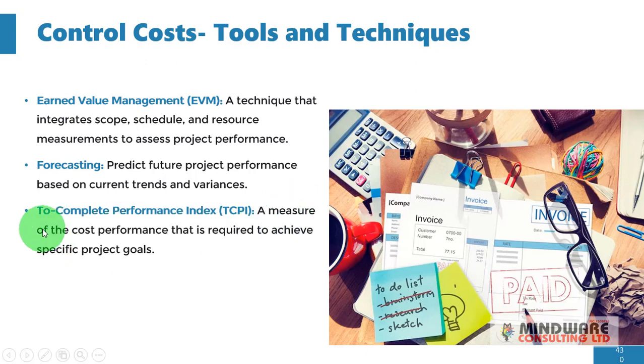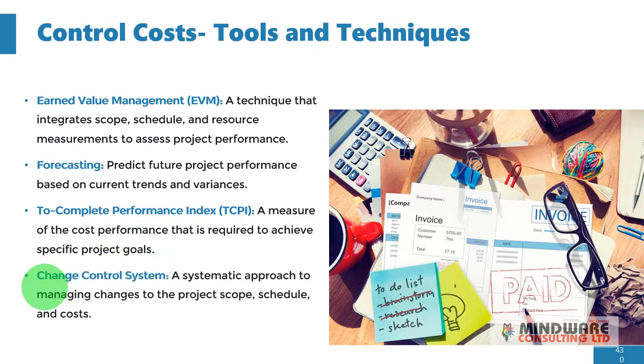To complete performance index, this is a measure of the cost performance that is required to achieve specific project goals. Okay, so you have to have your cost performance under wraps if you want to be able to achieve specific project goals. Change control system, a systematic approach to managing changes to the project scope, schedule, and costs.